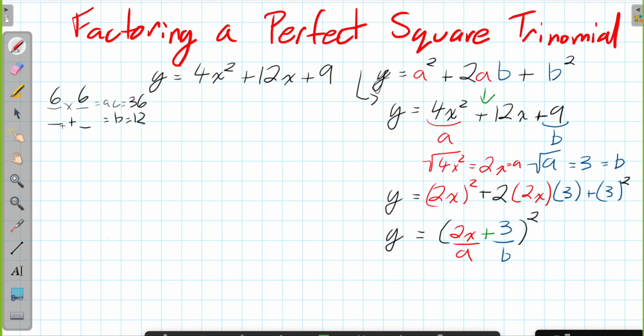Hey, looks really nice. And this is where we start to realize right off the bat that it's a perfect square trinomial, is these are the same value. 6 plus 6 and 6 times 6. That kind of means something to us. We get y is equal to 4x squared. We decompose that 12 into 6x and 6x, okay, plus 9.